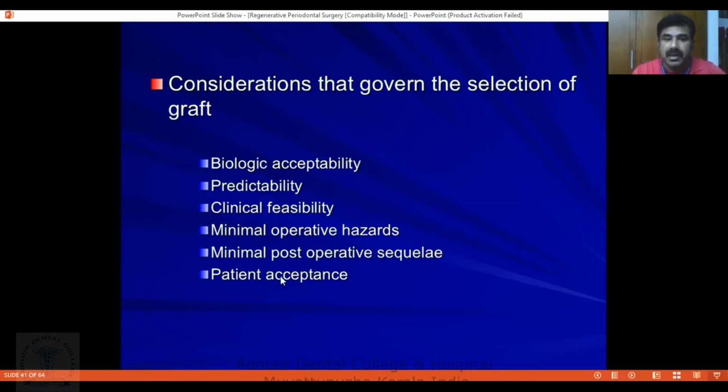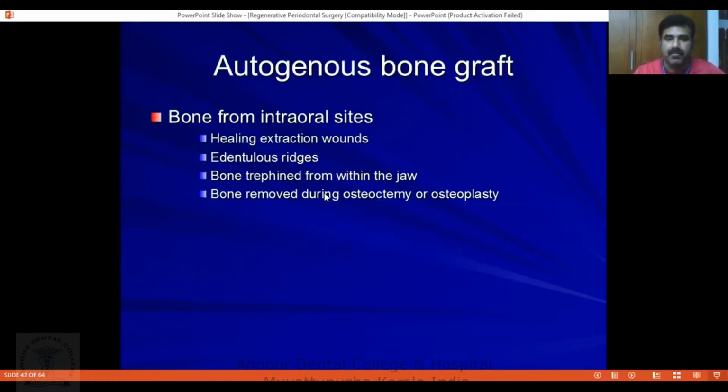Now, certain religious people won't allow that. So you have to inform the patient beforehand, telling them the origin of this bone graft. Is it acceptable? Or should we look for another alternative bone graft? These are the considerations that cover the selection of a bone graft.